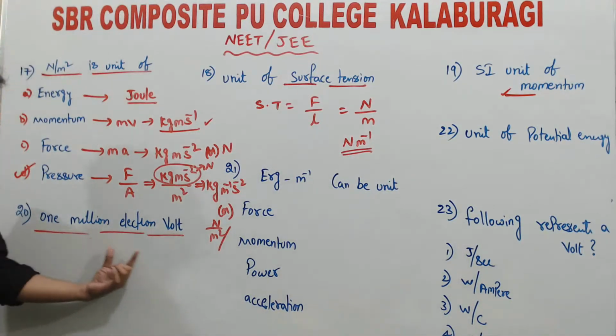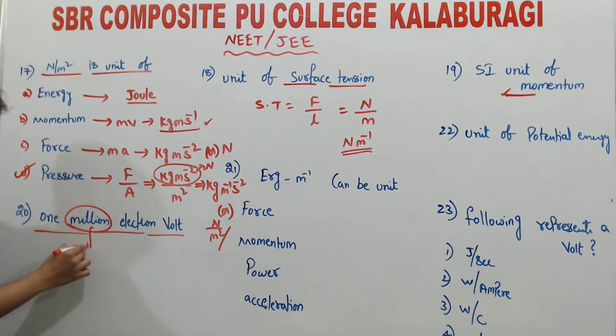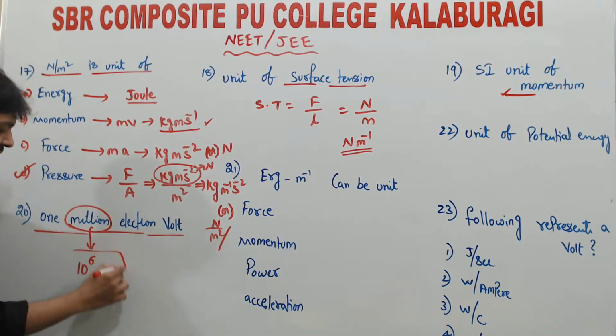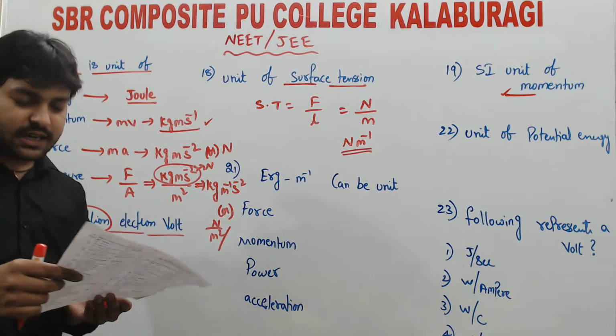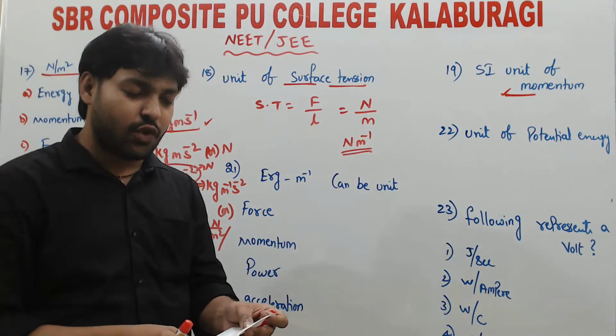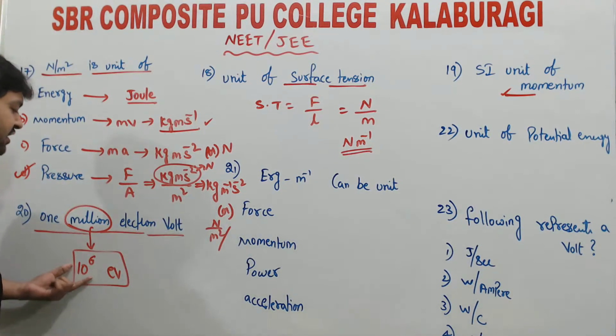So 1 million electron volts. See the option million. Whenever you see million, it is 10 to the power how much? 10 to the power 6 electron volts. 1 million. See the options, what they give. So 1 million electron volt is equal to, they give 10 to the power 5, 10 to the power 6, 10 to the power 4, 10 to the power 7. So million, in the sense, it will be 10 to the power 6.